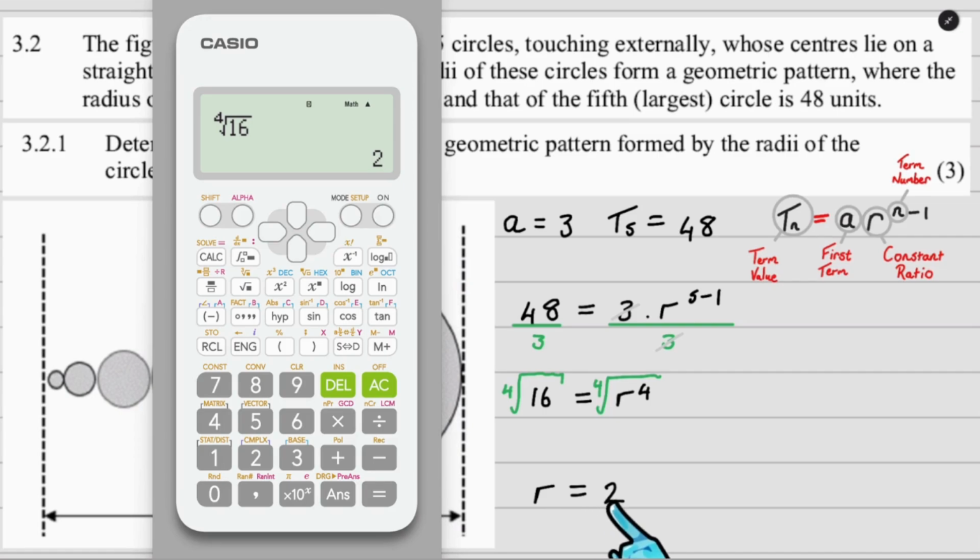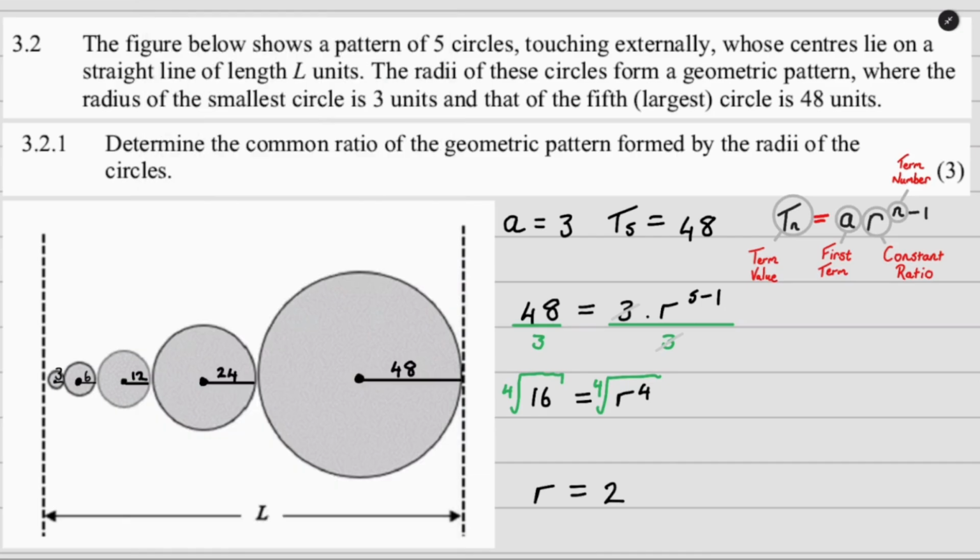Now let's see what that's kind of telling us. So what that's telling us is we're timesing by 2 every time to get the radius of the next circle. So the radius of the first one is 3 units. And then the radius of the second one, you times that by 2 and get 6 for this one. Times by 2, you get a radius of 12 there. Times by 2 again, and you get a radius of 24 there, so on and so forth.